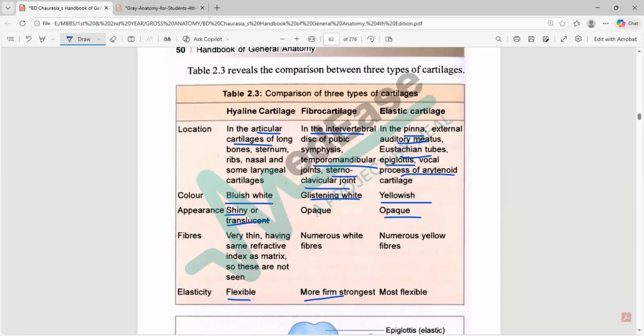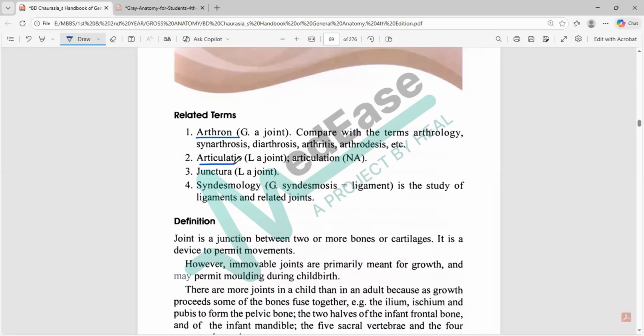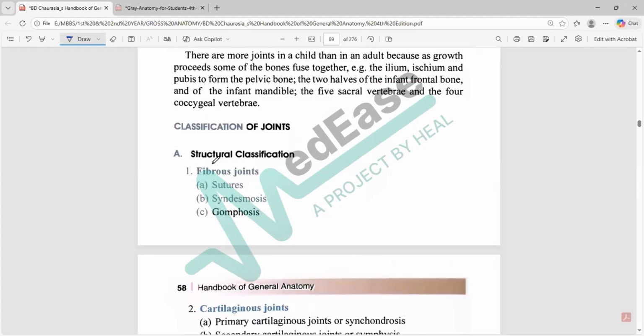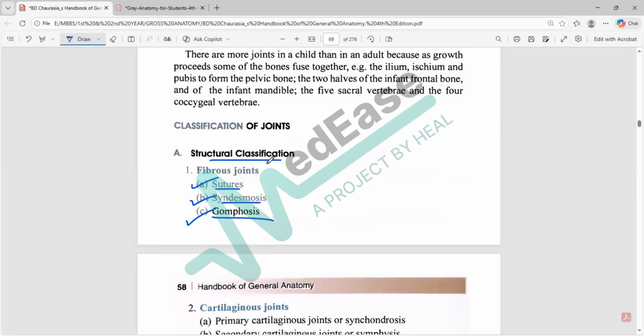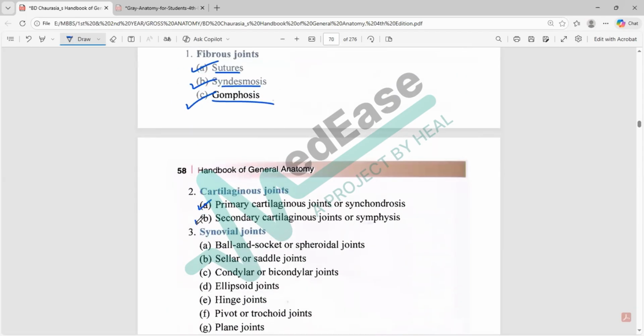Now we will be moving to chapter number 3, which is the joints. For the joint, remember we mainly describe it as arthron or articulo. Arthron means joint. Therefore, we discuss it under arthrology, with synarthrosis and diarthrosis being the types. Now, when we talk about the structural classification, we have three types of fibrous joint: the sutures, syndesmosis, and gomphosis. We will be discussing them individually, but for now, just remember the names. They are important to remember. For the cartilaginous joints, we have the primary and secondary cartilaginous. Primary cartilaginous is also called synchondrosis.